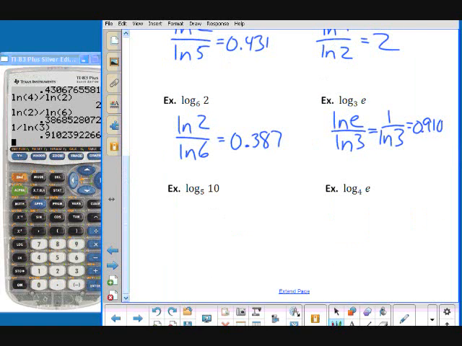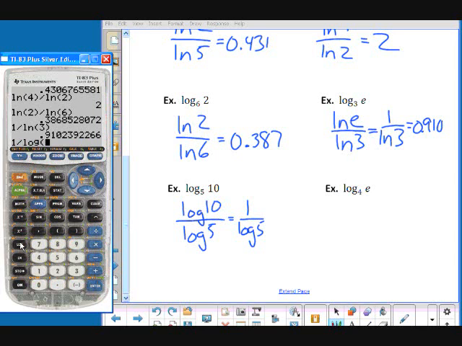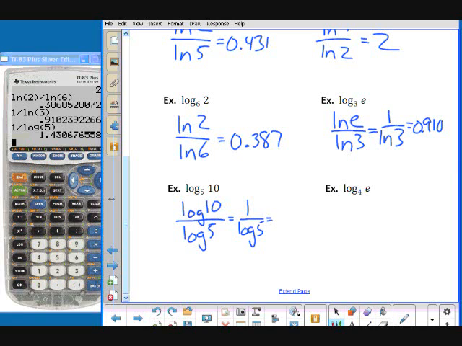Last two here. This one, I'm going to use the common log. I know I use the natural log for every single one of them, but this one I'm going to use the common log. And here's why, because I see a 10 in there. And by using the common log, I can do a little bit in my head. I know that that's going to be 1 over the common log of 5. And that's just a little less I have to punch in my calculator. 1 divided by the common log of 5. And I get 1.43.